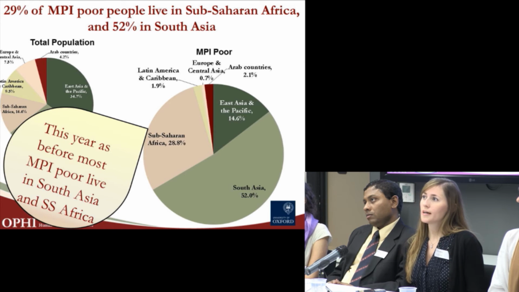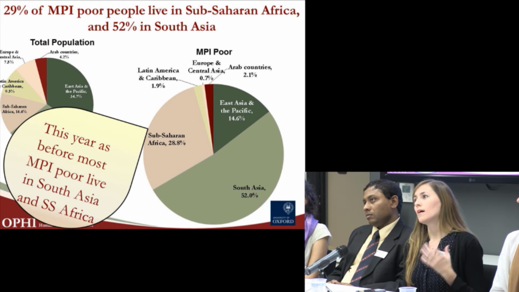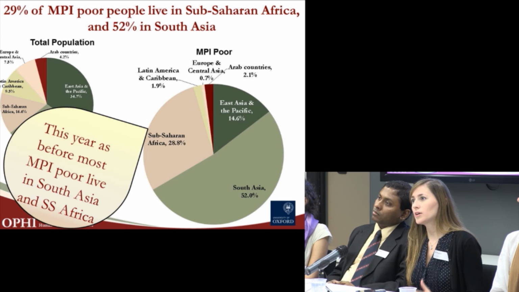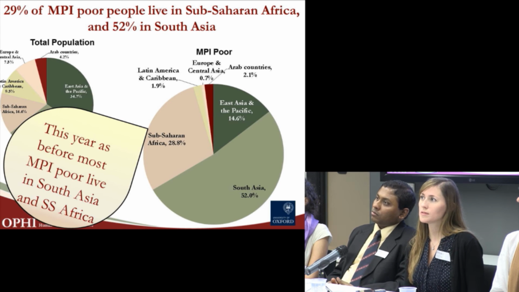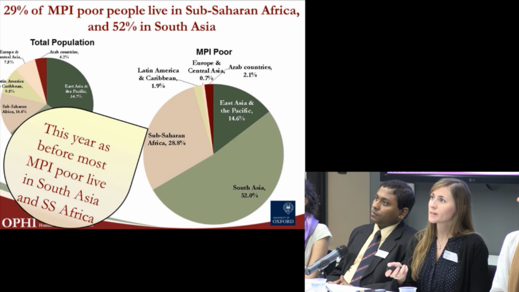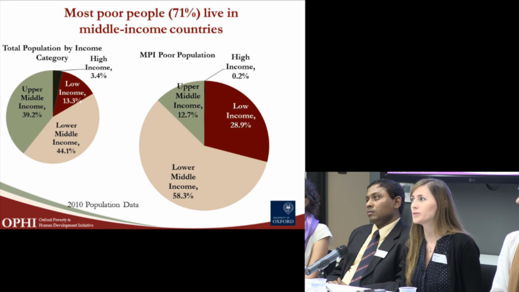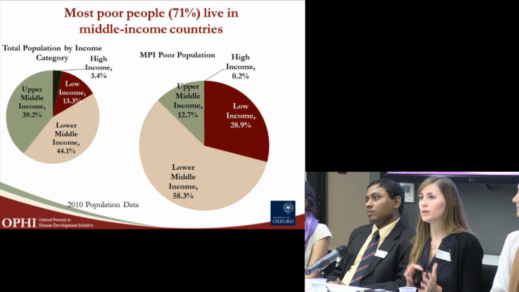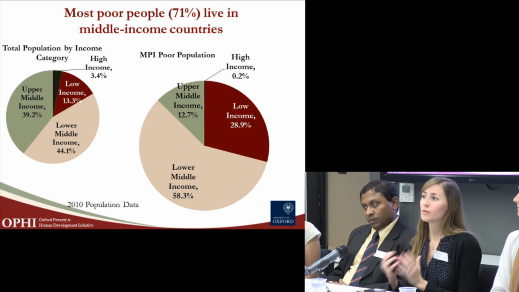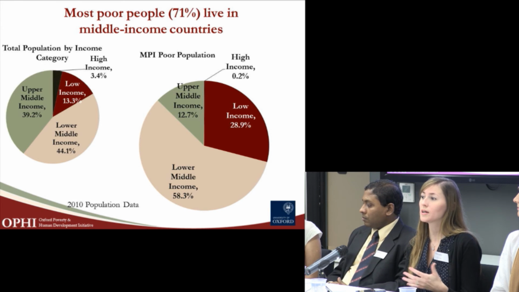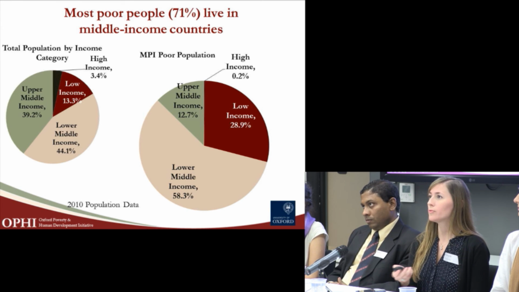We also find that this year in particular, most of the MPI poor are living in sub-Saharan Africa and South Asia. 53% of the MPI poor live in South Asia, while nearly 30% of them live in sub-Saharan Africa. And we also find that 71% of the MPI poor, those people identified as multidimensionally poor, are living in middle-income countries. That is, they are not just living in low-income countries identified by the traditional income poverty measure, but also in countries that are not considered to be poor by traditional measures.